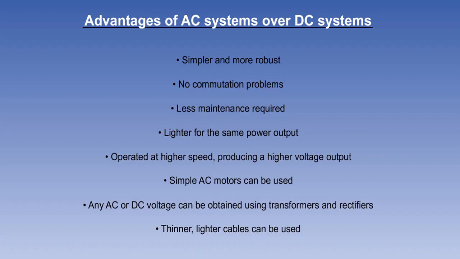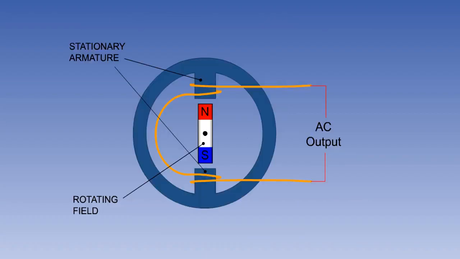Because they don't need commutators, practical AC generators normally have the positions of the field and the armature transposed from the positions used in DC generators. That is to say, the field is on the rotating assembly, and the high-power armature windings are stationary, in the same way that they are in a DC alternator, but without the rectifier.